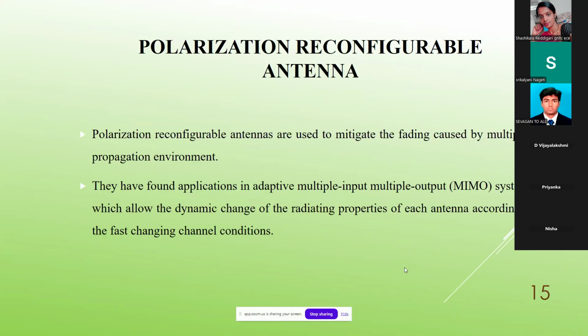So next is the polarization reconfigurable antenna. I'll tell a few lines about it. Polarization reconfigurable antennas are used to mitigate the fading caused by the multipath propagation environment. In that direction it will be helpful to us. They have found applications in adaptive multiple input, multiple output, that is MIMO systems, which allow the dynamic change of the radiating properties of each antenna according to the fast changing channel condition. So these are the reasons why we will go for polarization reconfigurability.